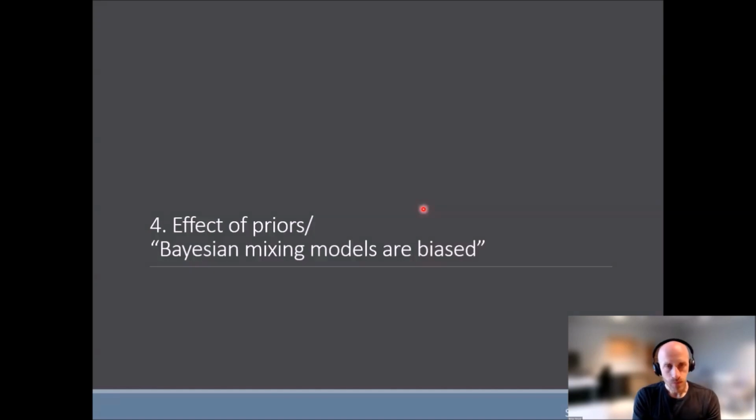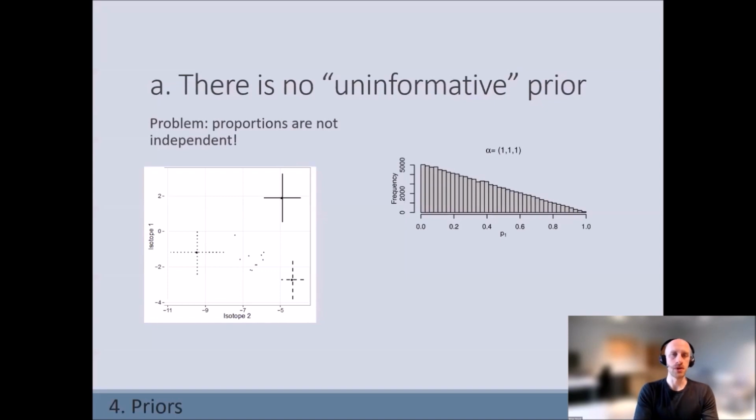Okay, next section is on the effect of priors. So these are Bayesian models, so all of the parameters need to have priors. Some of this material is from Brett's 2014 paper, and is also discussed in the MixSIAR 2018 paper. Because the proportions are not independent, it's not intuitive or really obvious that there is an uninformative prior, which people sometimes want to have in a Bayesian analysis. So we have these Dirichlet alpha parameters.